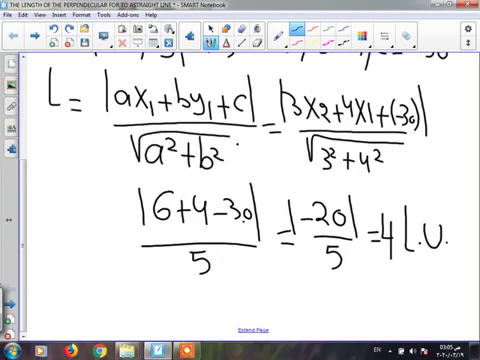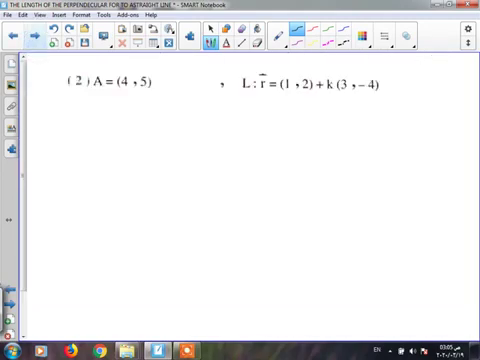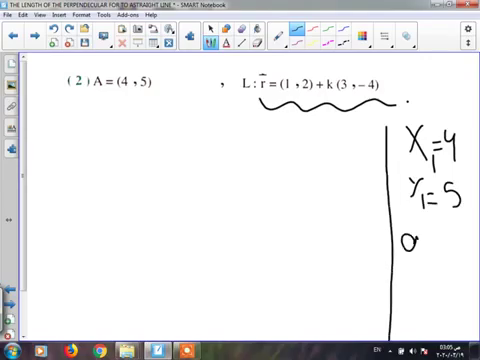So this is our result. The distance between the point and the straight line is going to be 4 length units. If you have this equation in vector form, and the point is 4 and 5, here we have x1 equals 4 and y1 equals 5. What about a, b, and c? Your equation must be in the Cartesian form, so we must change it into the Cartesian form.